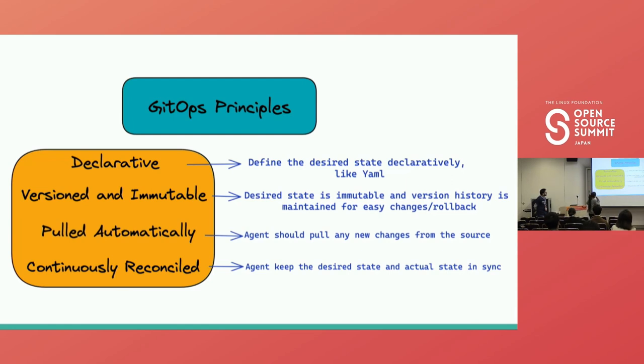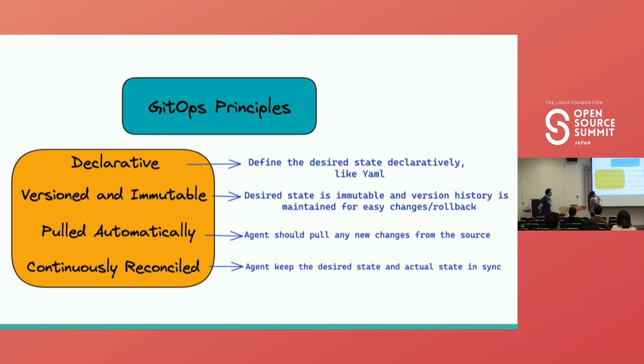Then coming to versioned and immutable, you would like to maintain version history so that you can easily roll back. You can go back to your previous version if your cluster or system breaks. If something goes wrong in your infrastructure, you would easily be able to roll back. Now, coming to pulled automatically, the agent should pull any new changes from the source automatically.